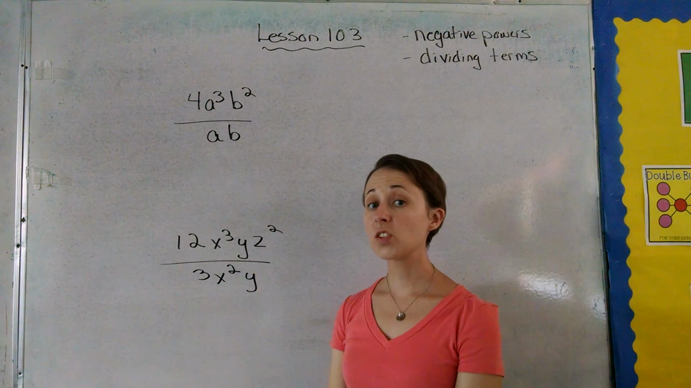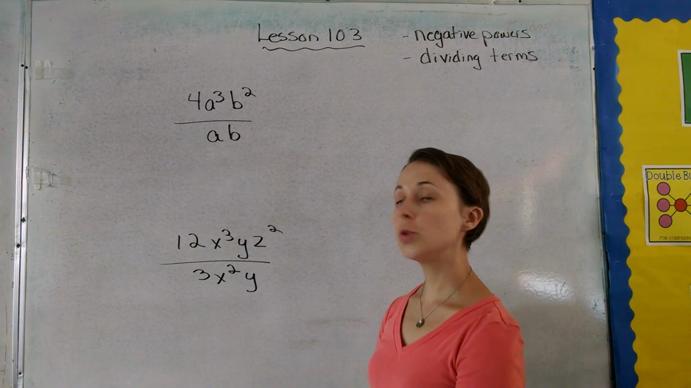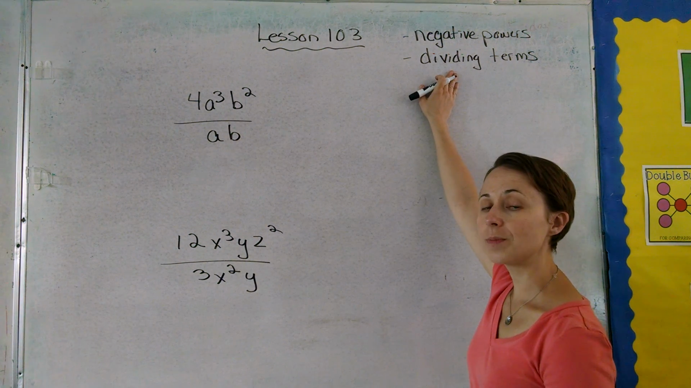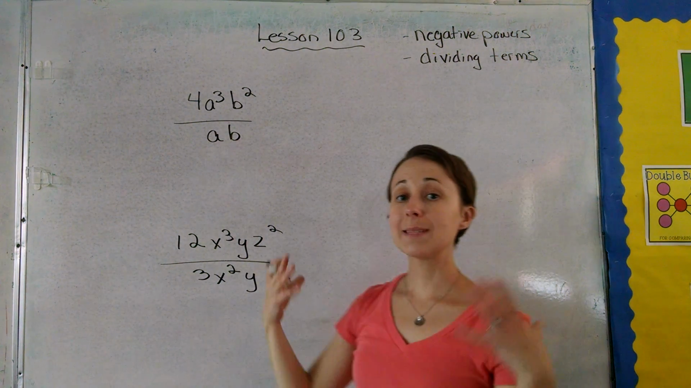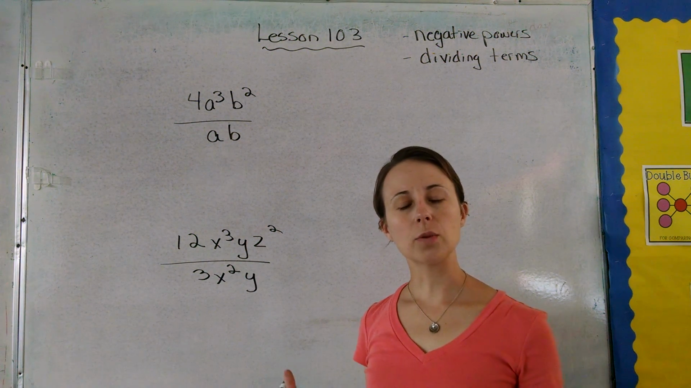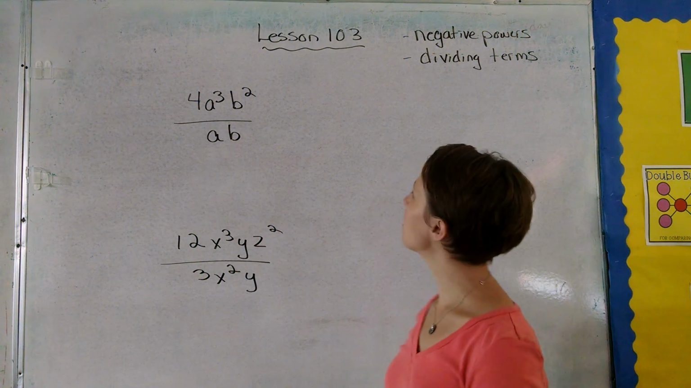Saxon Math for 6th grade. Today we're doing part 2 of lesson 103. We're going to be talking about dividing terms. Up till now we've practiced multiplying terms together. Terms are letters. Whenever I say terms, I mean variables or letters. They all mean the same thing.